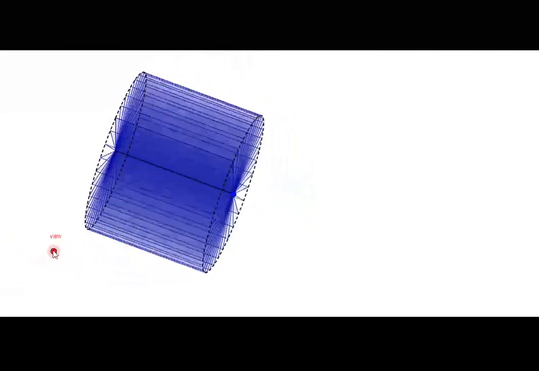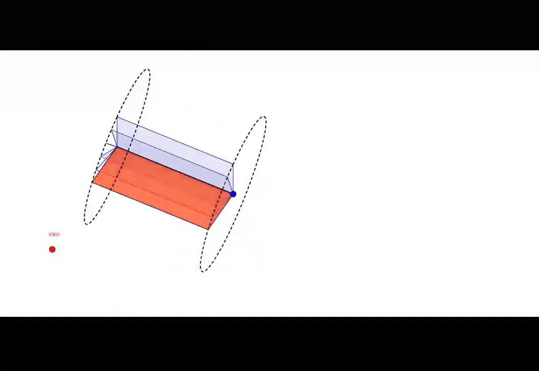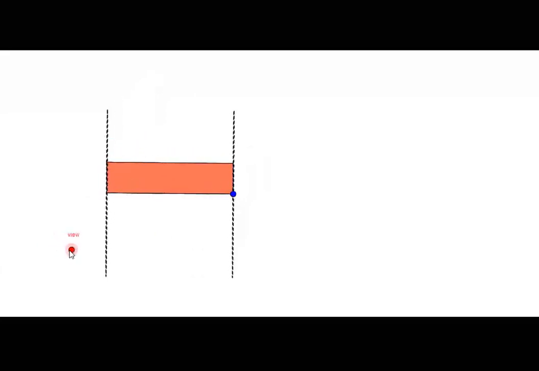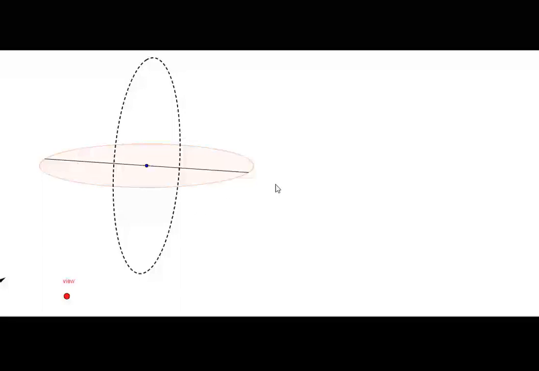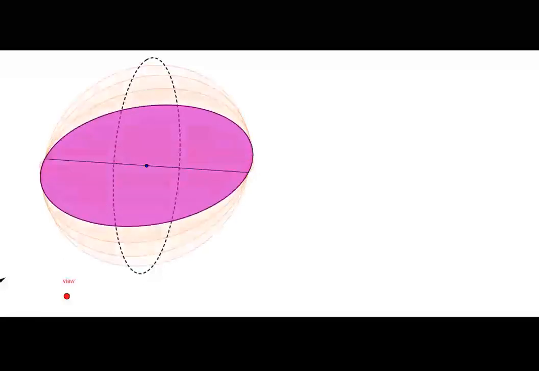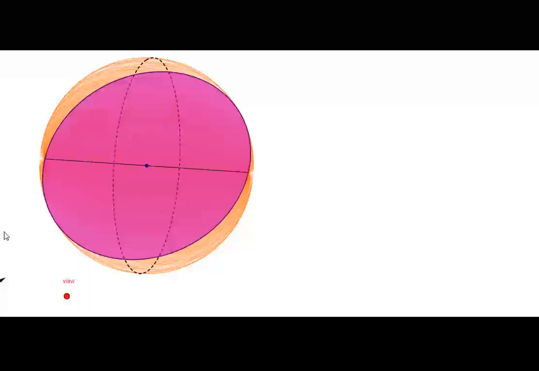Now, do you want to get my rectangle another time? Here it is. This is my rectangle. Okay. And here, if I rotate a circle around its diameter, look what I will get. I will get a sphere. This is produced from rotating the circle along its diameter.